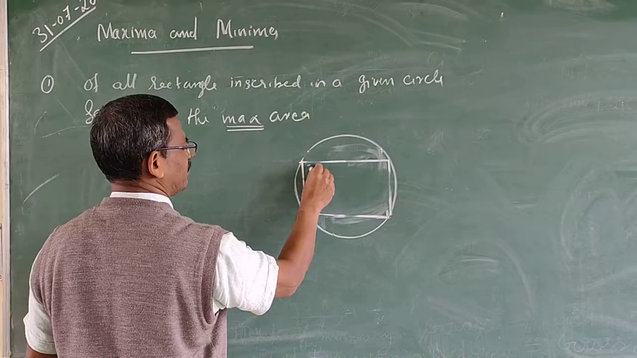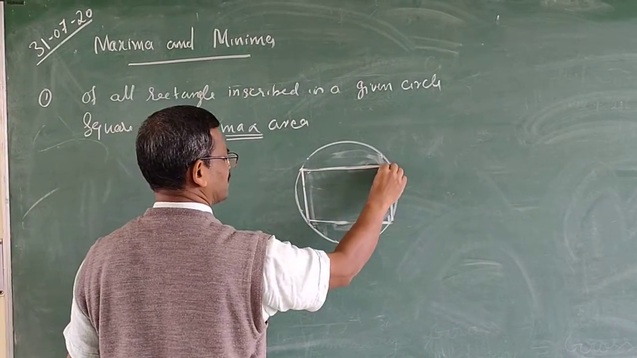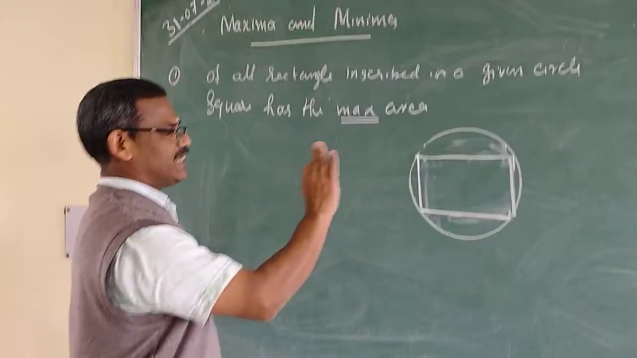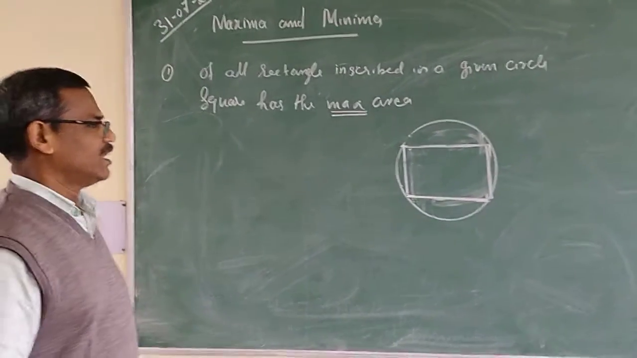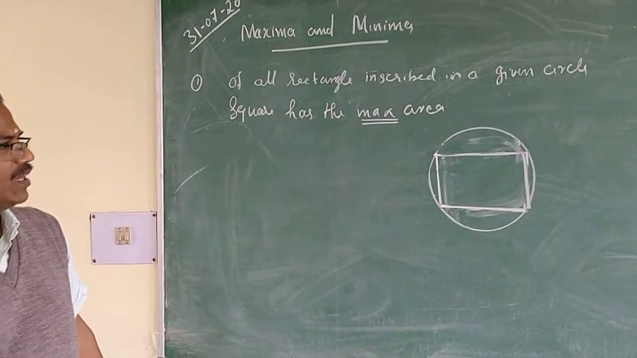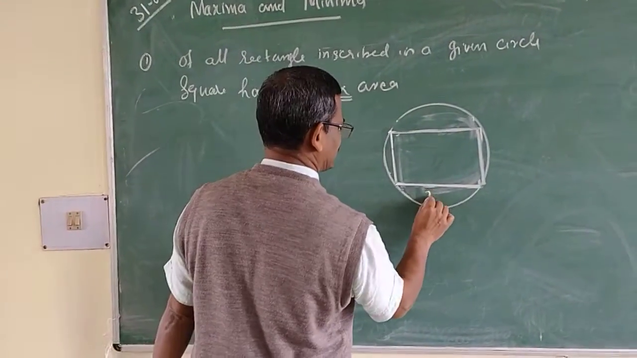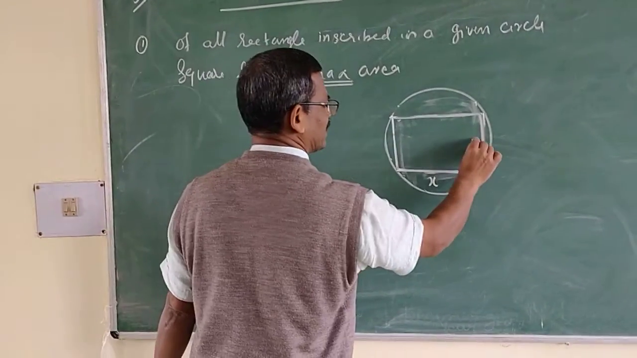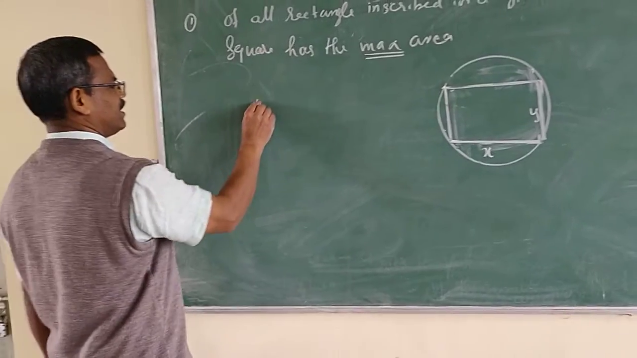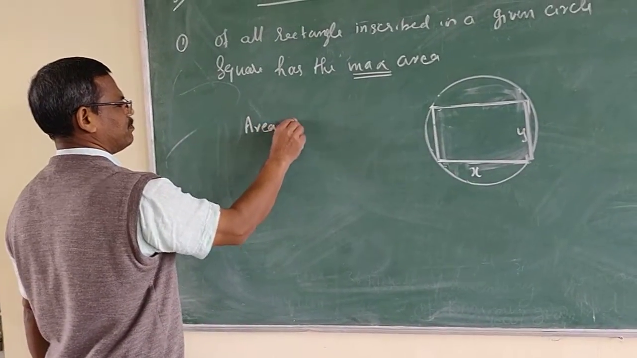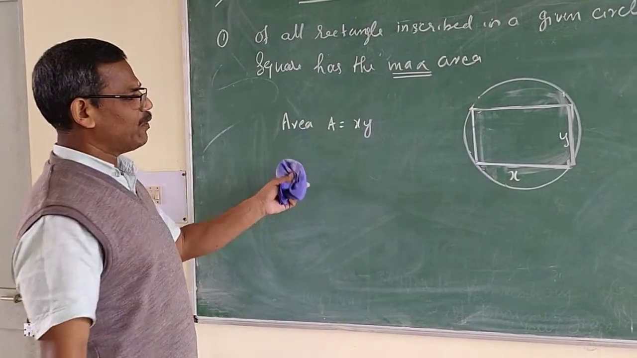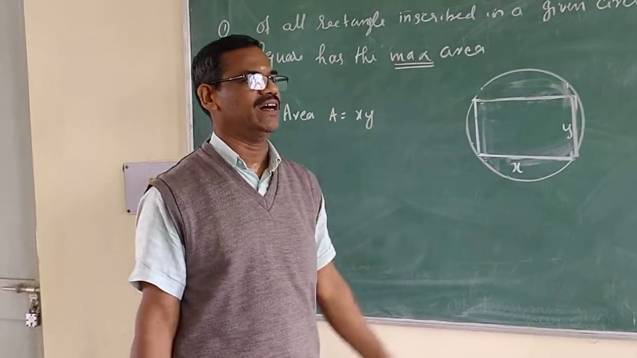Or in another way, when the area of this rectangle is maximum, this rectangle will become a square. How will the rectangle become a square? When the length and breadth are equal. So let me take x as the rectangle's length and y as its breadth. So what is the area? The area function will be xy, the area of the rectangle. We have to maximize this area.